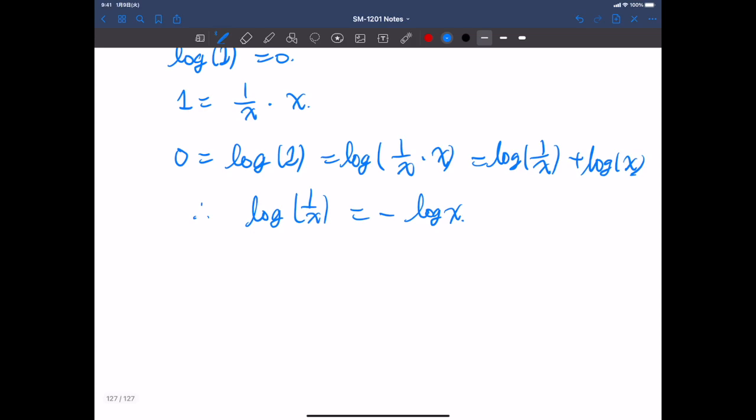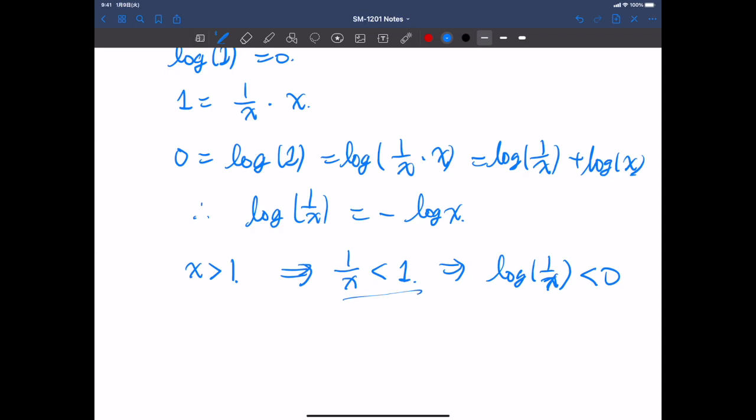So this means if x is greater than 1, then 1 over x is less than 1. So in this case log of 1 over x is negative, okay, because log of 1 is 0 and 1 over x is less than 1 in this case, and log of x is strictly increasing, so therefore this must be negative.